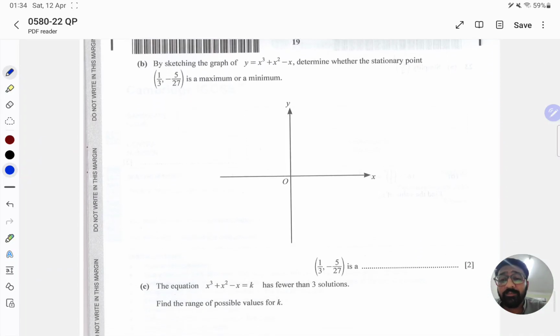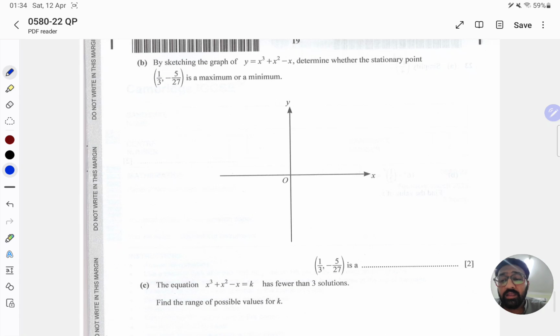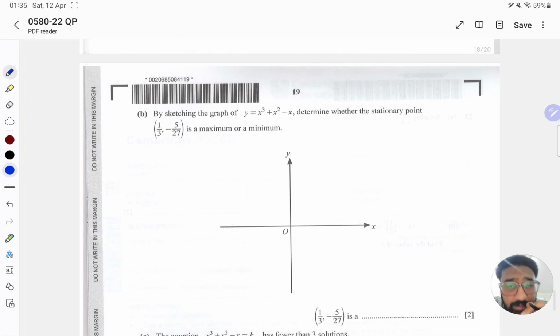Now question number 22 part B. By sketching the graph of this, determine whether the stationary point... now this is a clear indication that you need to tell with the help of sketching. Determine whether the stationary point 1 by 3 comma minus 5 by 27 is a maximum or a minimum. Now you can see that this is a cubic graph where the leading cubic coefficient is positive, so the graph is going to look like this.